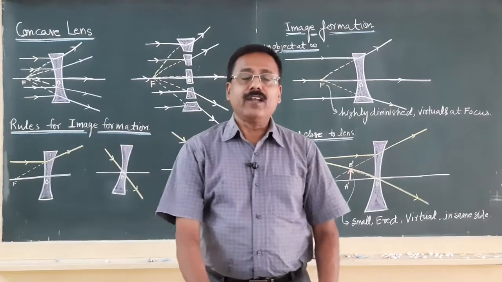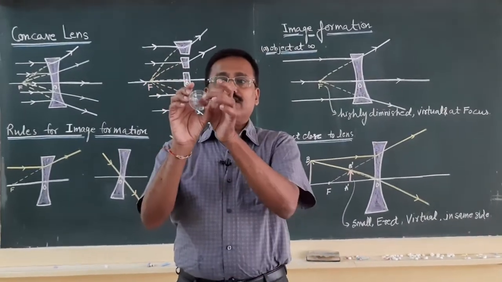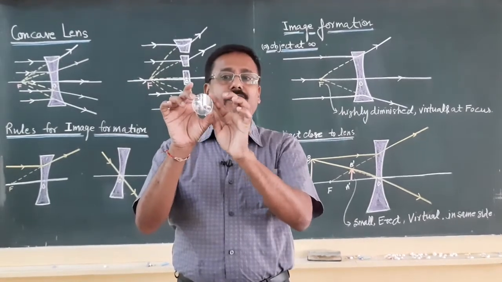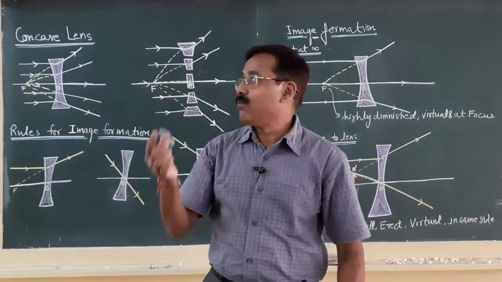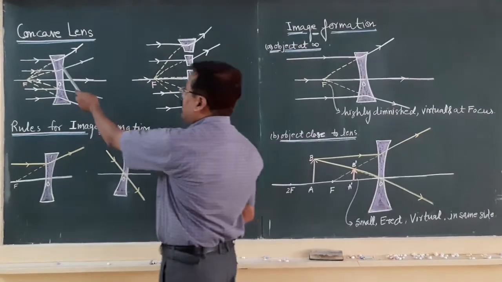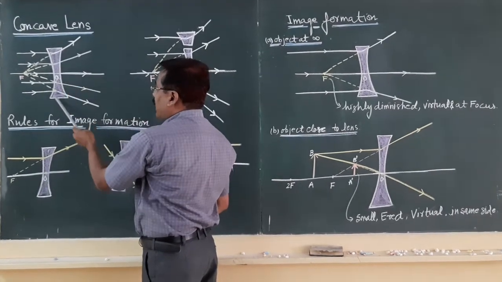So, the concave lens is a transparent bounded medium. You can see it is thinner at the middle and thicker at the edge. So, this is the concave lens. Diagram wise, it is like this. It is thinner at the middle and thicker at the edge.